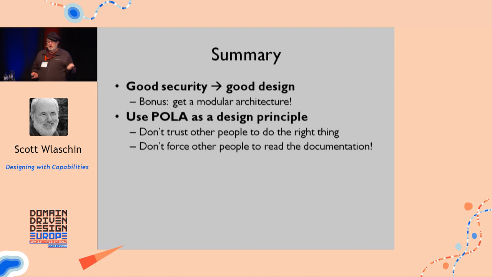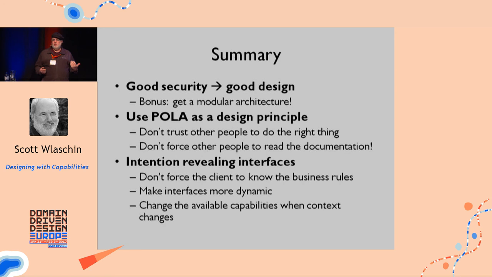So design as if everyone is malicious or stupid. Don't force people to read the documentation. If a particular function or method is not callable, don't have them call it and have it crash. Just don't let them call it. Don't make it available to them in the first place. And don't force the client to know the business rules.